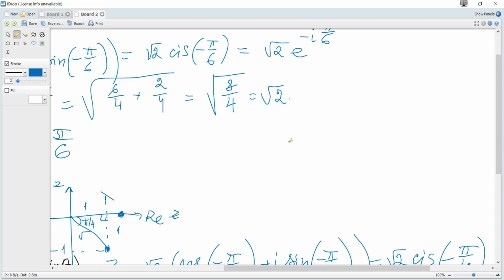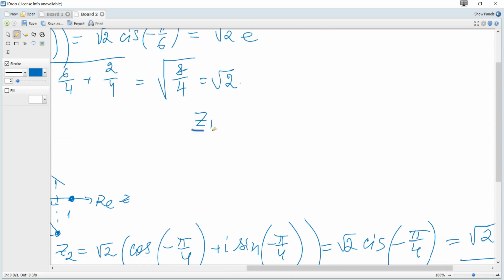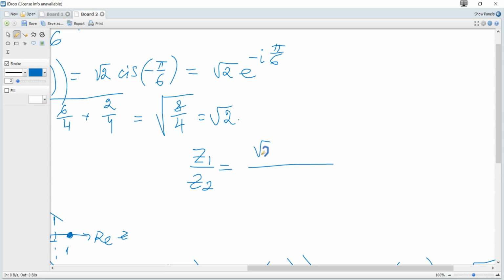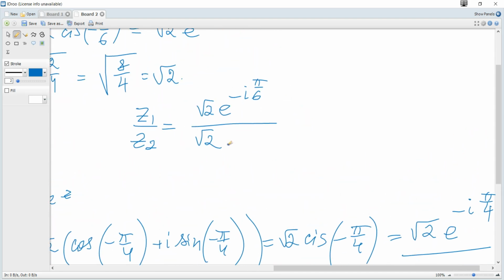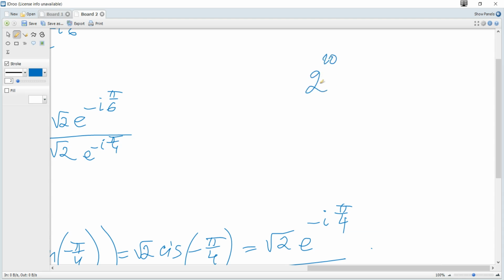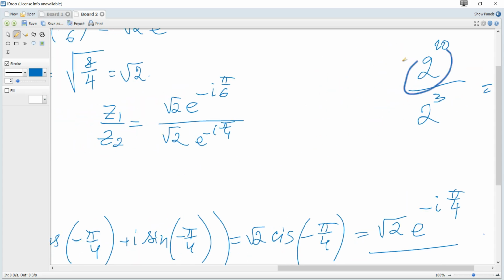So we need z1 over z2, and z1 becomes root 2 e to the negative I pi over 6, divided by root 2 e to the power of negative I pi over 4, and it looks like 2 to the power of 10 divided by 2 to the power of 3. It's 2 to the power of 10 minus 3, and it's absolutely the same, but instead of 2 there is e. It's 2.7 and something. It's just a number.